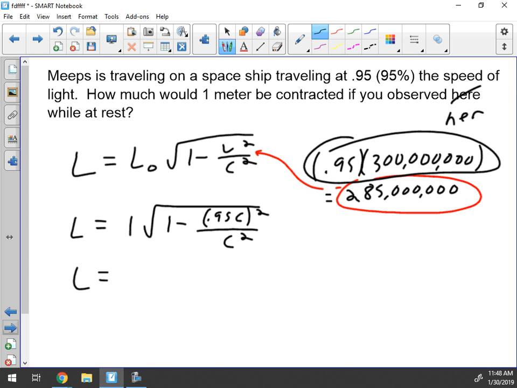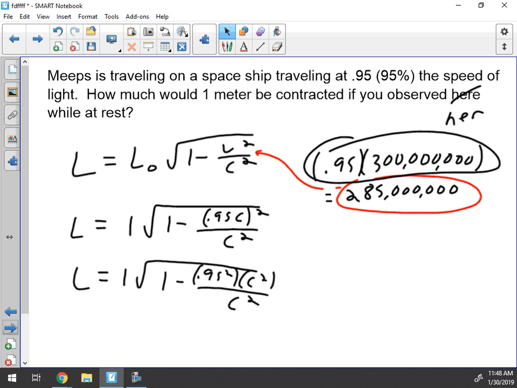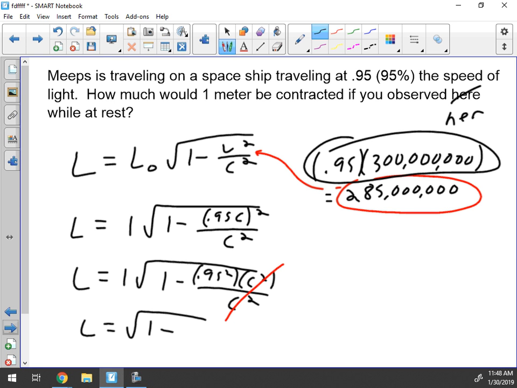And so now what I get is 0.95 squared times c squared over c squared. The c's are going to cancel. I'm going to get L equals the square root of 1 minus 0.95 squared, which is 0.9025. And I can plug that in my calculator, and I get 0.31 meters.